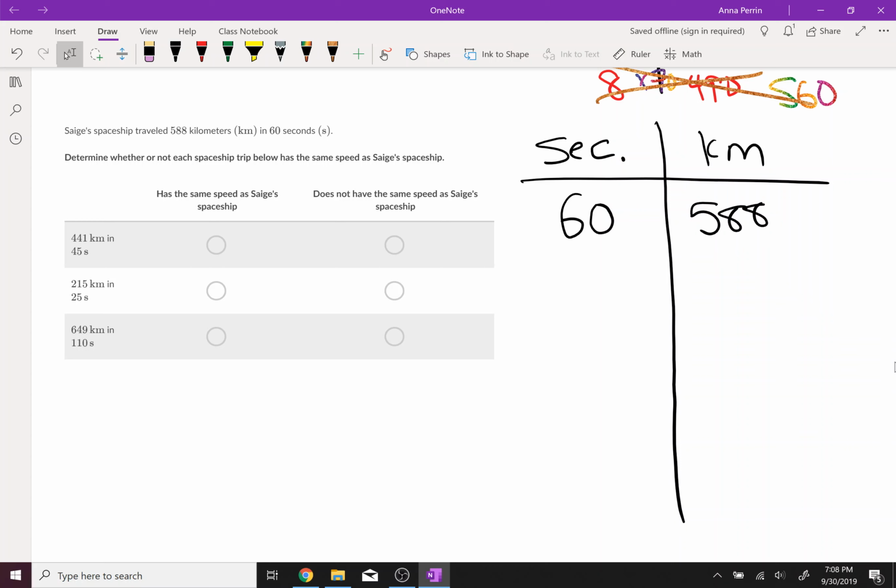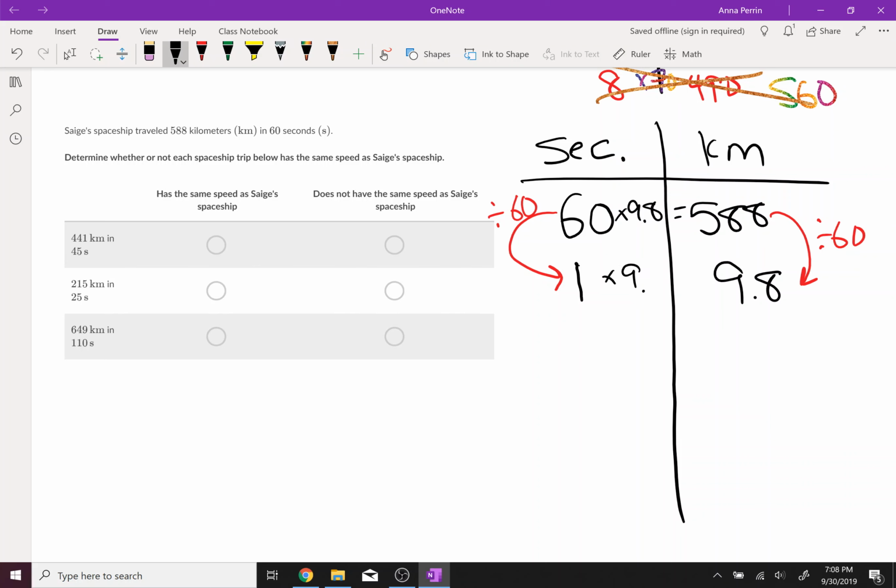And just as before, I'm going to try to figure out my unit rate. In other words, how many kilometers does the spaceship travel in 1 second? I can do that because I know that 60 divided by 60 is 1. So I'm going to divide by 60 over here. 588 divided by 60 gives me 9 8/10. So that's what I know my multiplier is. In other words, that's my constant of proportionality.